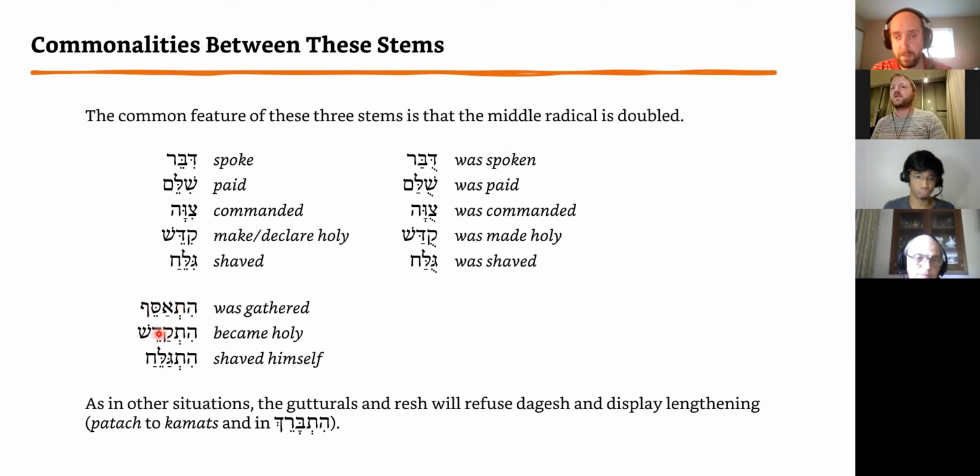Itkadesh is something that becomes holy. Okay, like when you say the Lord's Prayer, hallowed be thy name. May your name be holy. So it's Yitkadesh Shimcha. In all other situations, okay, we already said that. So Itgaleach, ani megaleach et hazakan. I shave my beard. Hazakan gulach, or ani gulachti. Somebody shaved me, so gulachti.